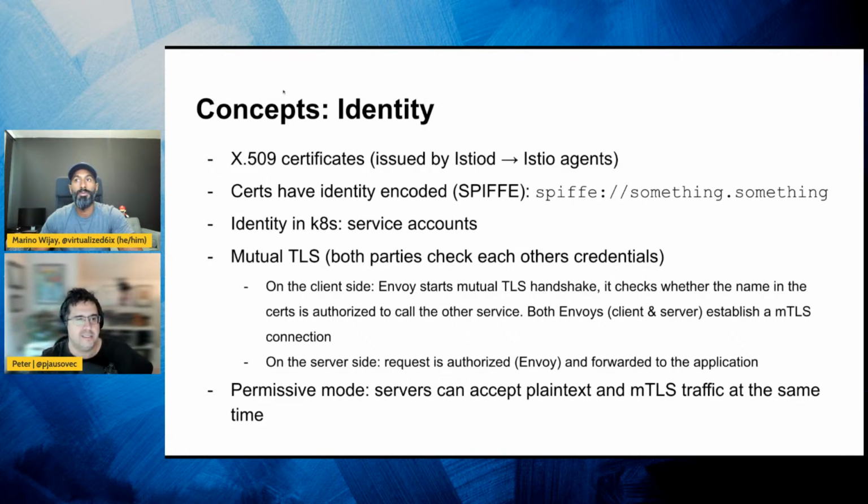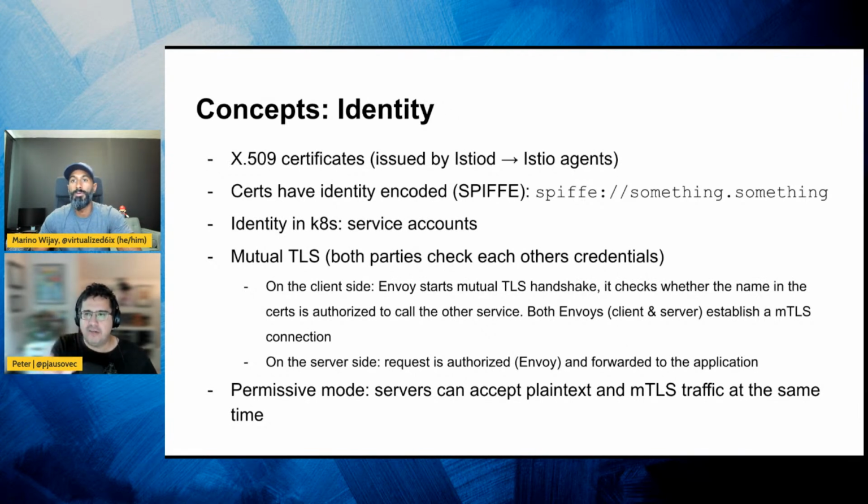So the first concept is identity. Calling out X509 certificates because these are the documents, the identity documents that are used for identity in Istio. The certificates get issued by Istiod, the control plane, and they get issued to something called Istio agent. So we haven't talked about this. I'll just mention it. It's probably not important for this certification, I don't think. But Istio agent is the binary that runs in the sidecar proxy.